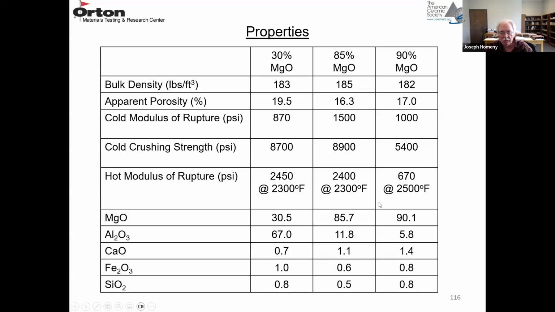So that's the last slide. So we did chrome magnesite, phosphorite, and spinel. So that finishes up the basic refractories.